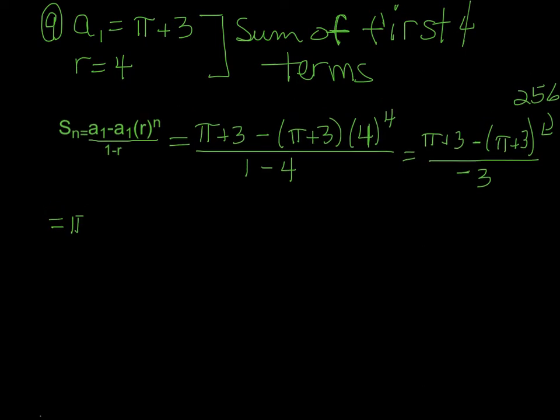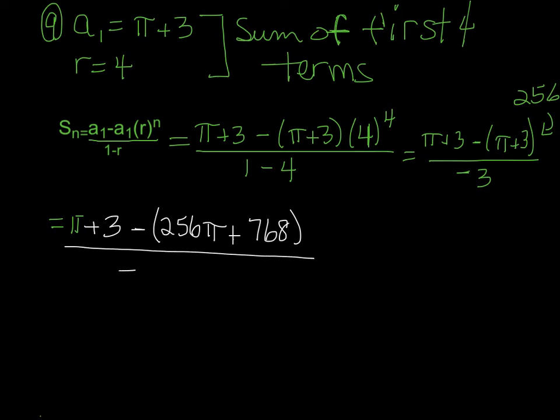So that'll give us pi plus 3. Oh, look, we changed colors. Now, what I'm going to do is distribute that 256 through. I'm going to keep that minus, so that would give me 256 pi. And then we're going to get plus, and when we distribute that through, we're going to get 768 if we multiply the 3 times the 256. And again, remember that this whole thing is over negative 3.